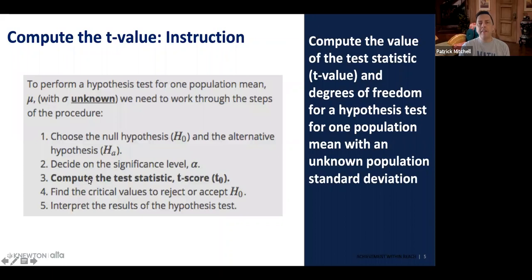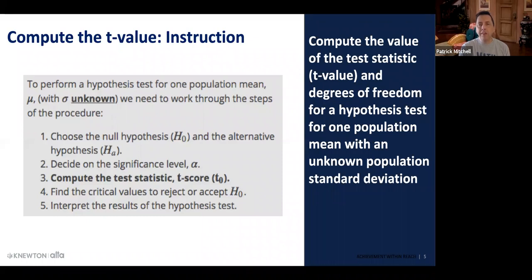So to perform a hypothesis test for one population mean mu with sigma unknown, we need to work through these steps. Number one, just like before, we'll choose the null hypothesis and the alternative hypothesis. Also, same as before, we'll decide on the significance level, alpha. In a statistics class, that value is usually given. Then we will compute the test statistic, which is the t-score. So that part is different. But then we'll find the critical values to reject or accept the null hypothesis. How that will work will be a little bit different.